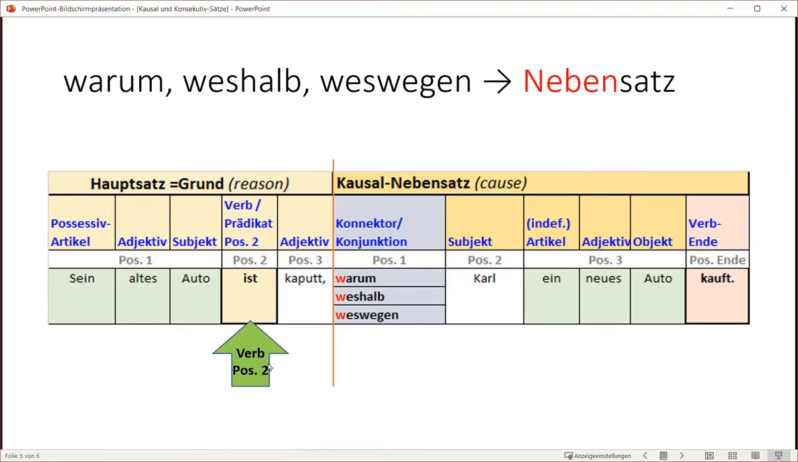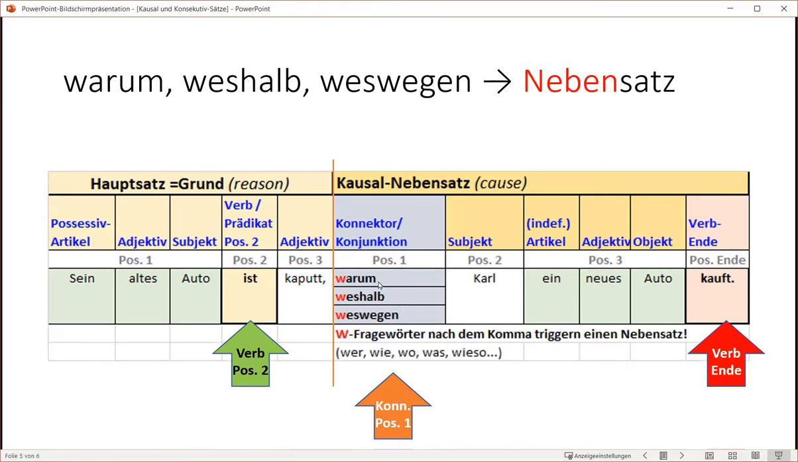So the verb here in the Hauptsatz, of course, is on position 2, and in a Nebensatz, of course, the verb is at the end. So why is this a Nebensatz and the connector is on position 1? Because these three words here are actually W-Fragewörter, question words with W. And if you have a sentence, after the comma you use one of these W-Fragewörter, you will automatically trigger a Nebensatz. And the same is true for the words wer, wie, wo, was, wieso. All of these are W-Fragewörter which will create a Nebensatz if they are after the comma.